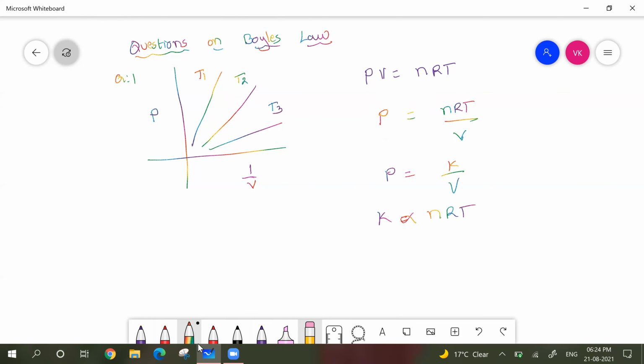So that means K depends on, you see n is constant, R is the gas constant, which is also constant. So it depends directly on temperature. With increasing temperature, K value increases. That means its slope increases. K is nothing but your slope, right? In this equation, slope is equal to K. P is equal to K by V, which is in the form of y is equal to mx. So the m value here is K. So K value is equal to slope. Slope depends on temperature.